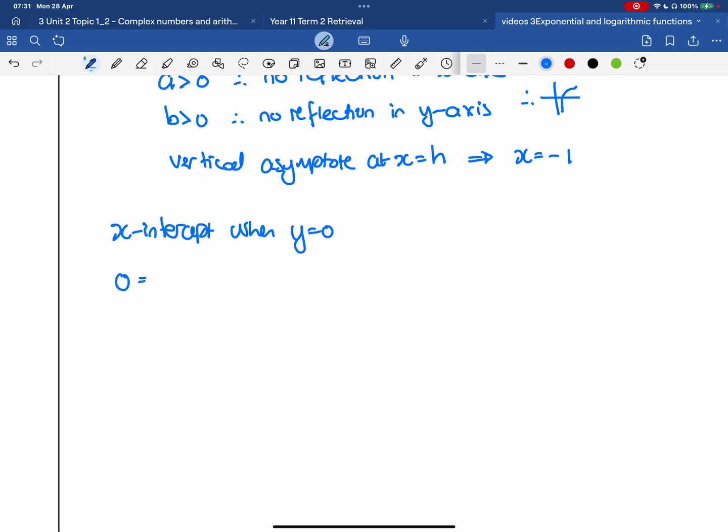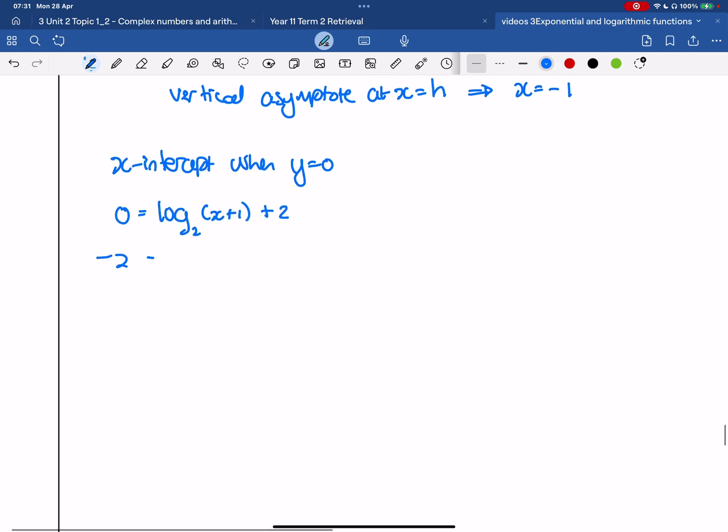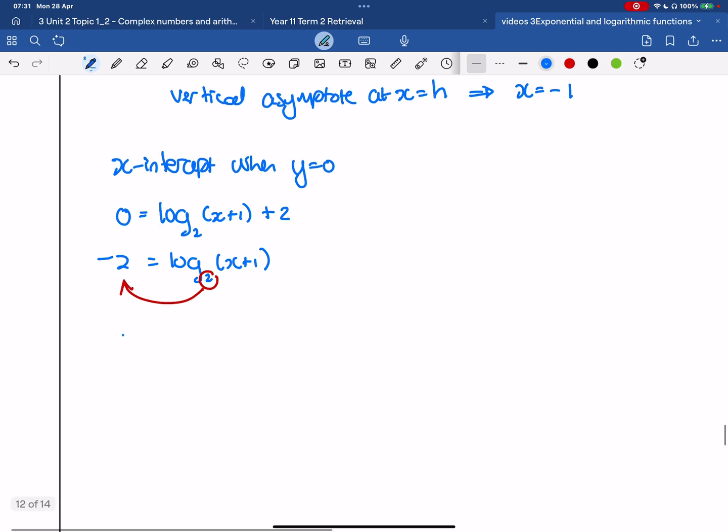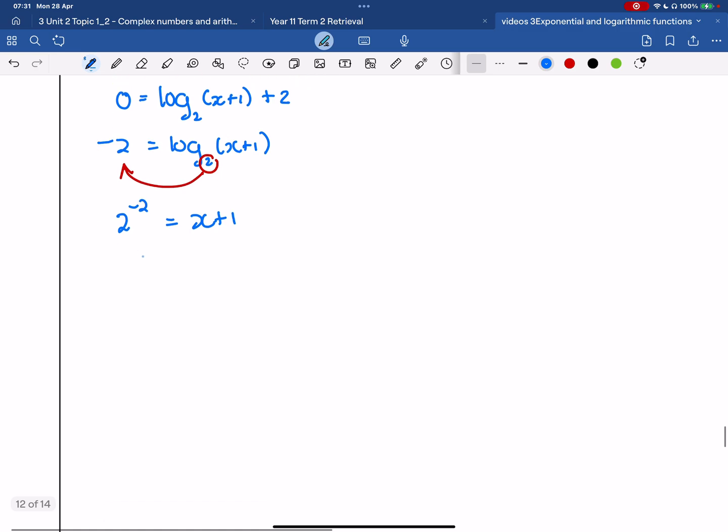So I have 0 is equal to log base 2 of x plus 1 plus 2. -2 will be log base 2 of x plus 1. My base 2, I can rewrite that into exponential form, so it becomes 2 to the -2 is x plus 1, and 2 to the -2 is just a quarter. So x will be a quarter minus 1, which is -3/4. Please write that as a point.